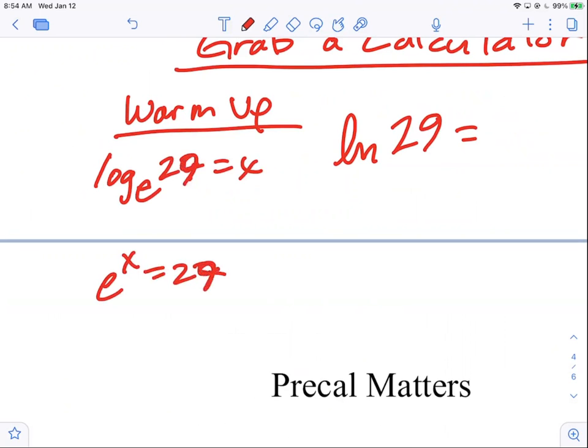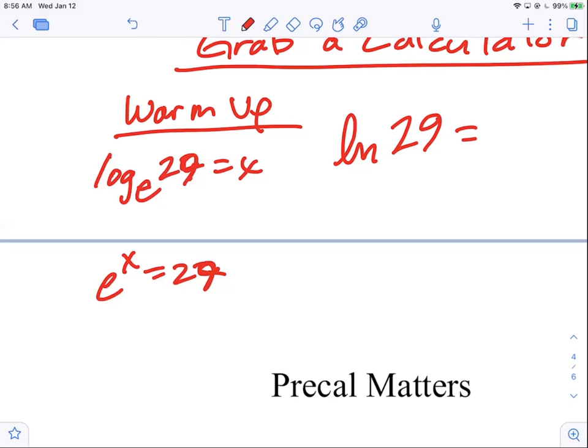And now again, we know E is 2.718. So for the sake of approximation, we can think of it as approximately 3. So 3 essentially to what power is 29? 3 to the first is 3, 3 squared is 9, 3 cubed is 27, 3 to the fourth is 81, right? So 27 is the lower bound, 81 is the upper bound.